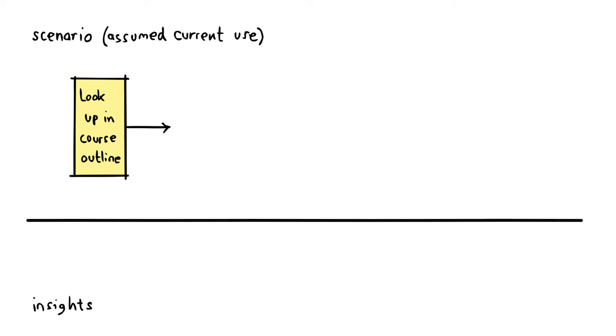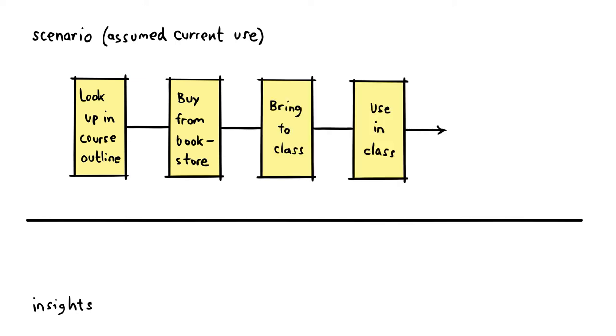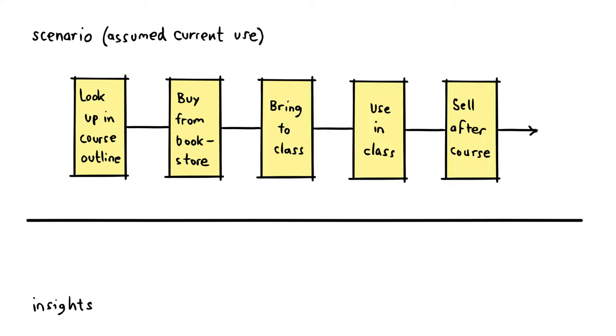So let's talk about what we assume she goes through. She looks up in her course outline what materials are needed. She then buys those from the bookstore. She brings them to class, she uses them in class, and she sells them after the course is finished. Those are basic, they're assumed to be true, they're generic, and these are the steps that I'm going to start with. And then imagine sitting at a table around a desk with a couple of people trying to sketch this out. And we might say, okay, what insights could we gain from this?